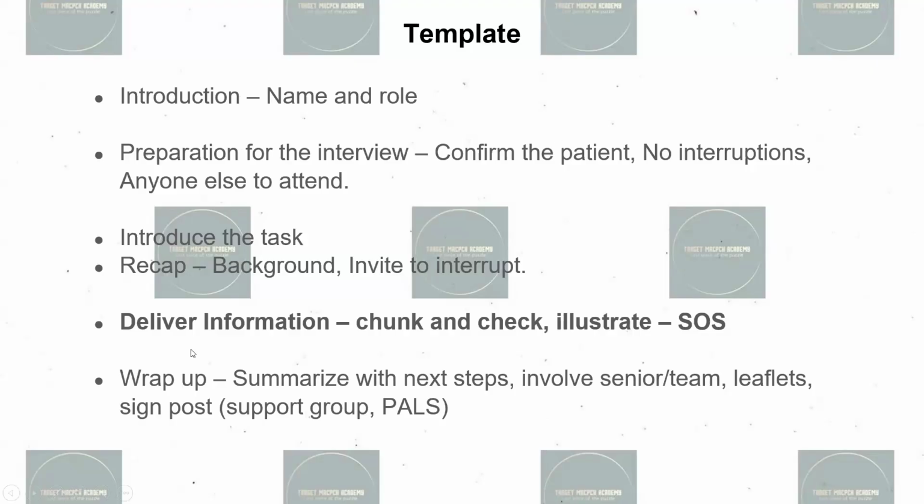Another important thing in delivery of information is illustrating. Sometimes, for example, if you have to explain certain anatomical deformities, or if you're going to talk about something like a PDA, coarctation, or urinary tract abnormalities, the best thing for the other person to understand is to illustrate. You can draw.